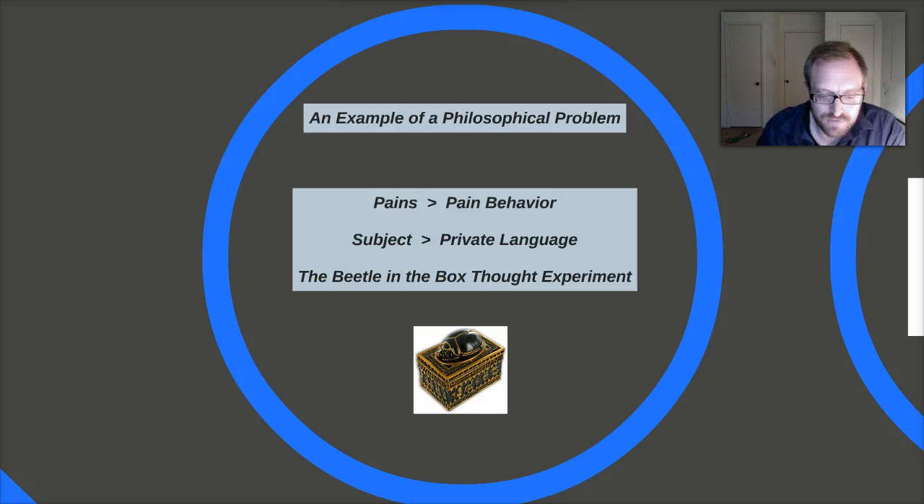And so one of the famous examples he gives here is what's called the beetle in the box thought experiment. Here's the idea: imagine everyone when they're born is given a box. And everyone is told that you can look in your box, but no one else can ever look in your box, and you can never look in anyone else's box. But we're going to call whatever is in your box your beetle.